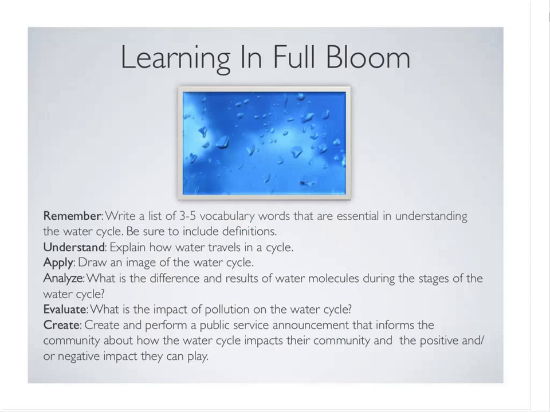And in this case, you can see that I have listed here a series of either activities or questions for students to answer at each of those levels of the Bloom's taxonomy. So at the very basic level, the remember level, they're writing a list of 3 to 5 vocabulary words that are essential in understanding the water cycle. As they move up into the higher levels to analyze, to evaluate, and create, you can see that they're asked in the create, for example, to perform a public service announcement. So maybe they create a quick video or they perform it live in the classroom, informing the community of how the water cycle impacts their community.